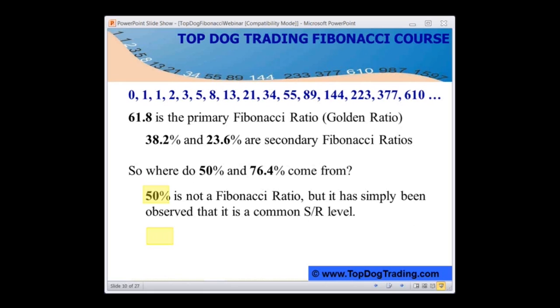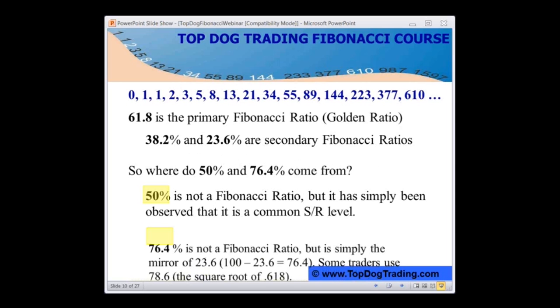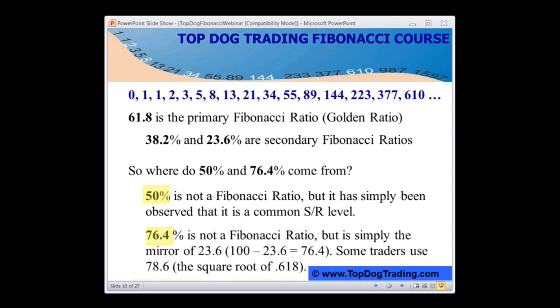So it's simply been observed that it's a very common support resistance level. It's simply halfway between a significant high and a significant low in the market. Gann used 50% a lot, and it is very significant. I put it on all of my charts. And so on Fibonacci drawing tools, you will often find the number 50%, even though it's not technically a Fibonacci ratio. Then the other one is 76.4.